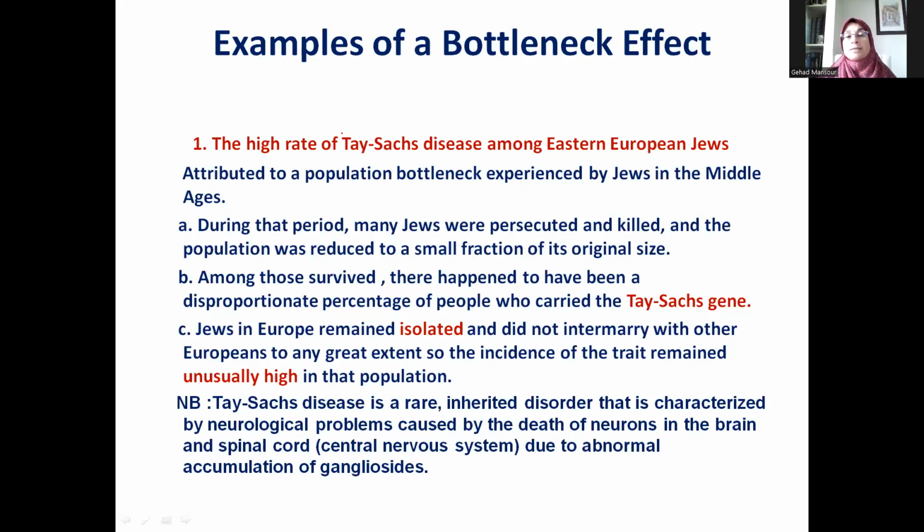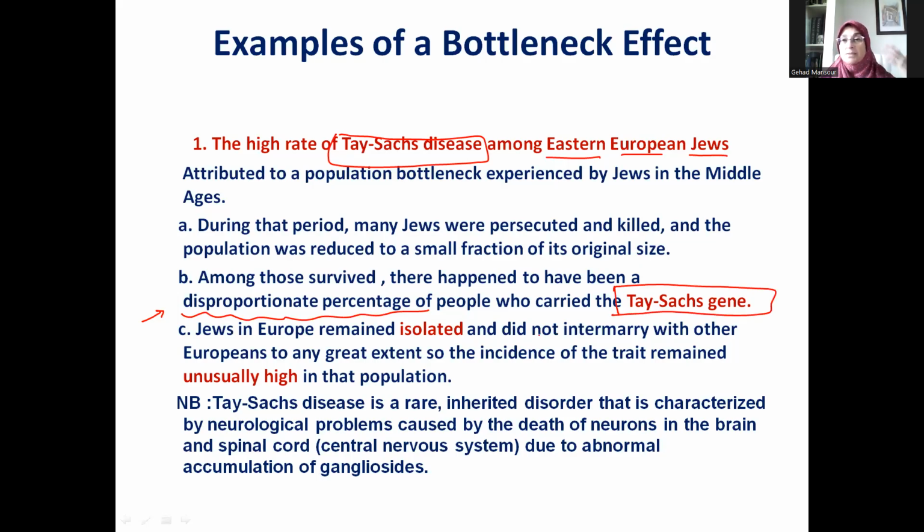The first one is the Tay-Sachs disease. There is a high frequency of Tay-Sachs disease among Eastern European Jews. Why? Because in the Middle Ages, many Jews were persecuted and killed, and the population of Jews was reduced to a very small fraction of its original size. And among the survivors, it happened totally randomly, totally unselectively, totally by chance, there was a disproportionate percentage of people who carried the allele for the Tay-Sachs disease.